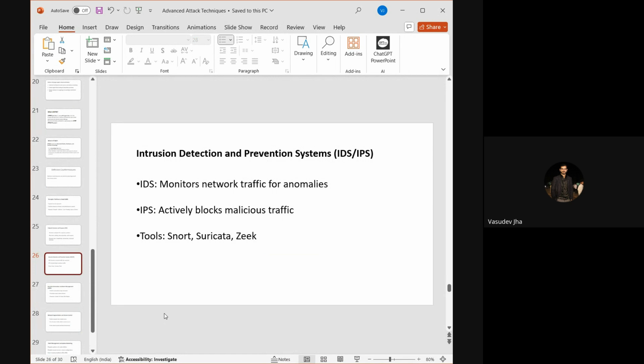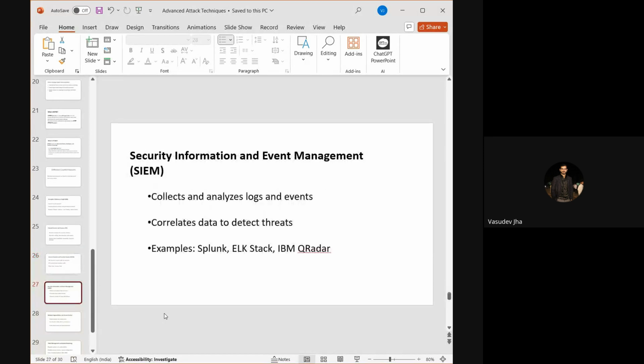Then we have IDS and IPS. All of you know what IDS and IPS are, and we are working with them. Then we have SIEM, a centralized system. It will collect the logs, do the analysis, detect the threat, and show it on a dashboard. It stands for Security Information and Event Management.